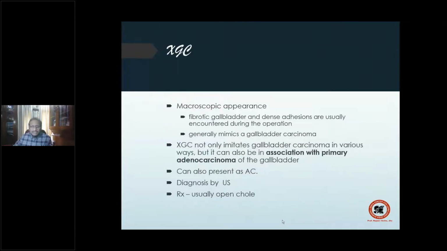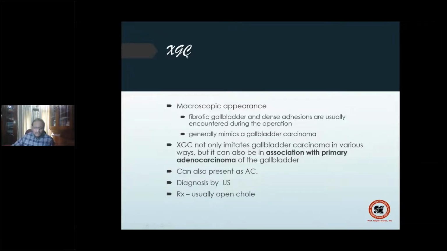Macroscopic appearance: usually the gallbladder may be small, but dense adhesions are usually encountered during operation. It generally mimics a gallbladder carcinoma. It not only imitates gallbladder carcinoma, it can also be in association with primary adenocarcinoma. Remember, one of the presentations of carcinoma of the gallbladder is acute cholecystitis. We'll talk about that next lecture when we talk about carcinoma of the gallbladder.